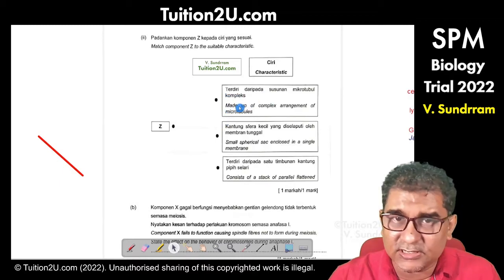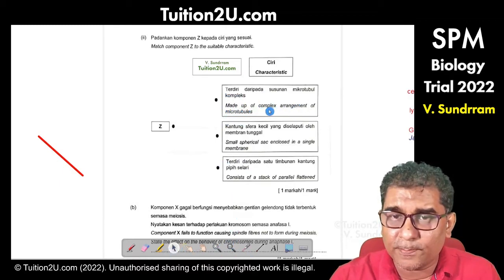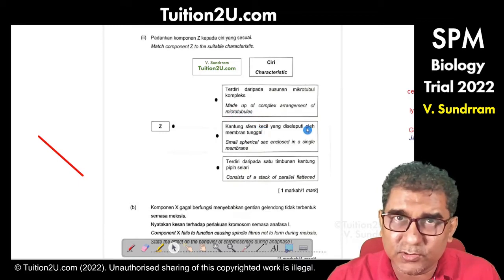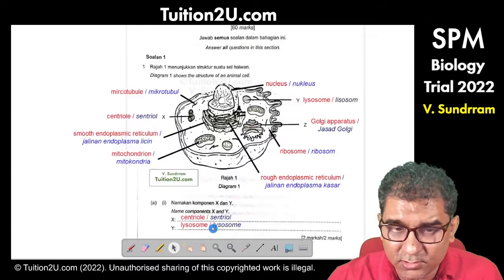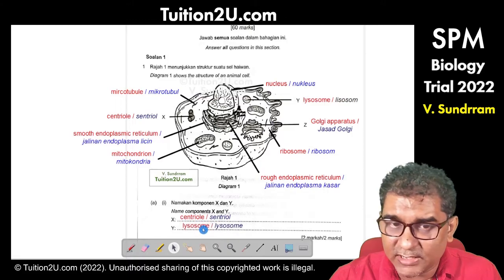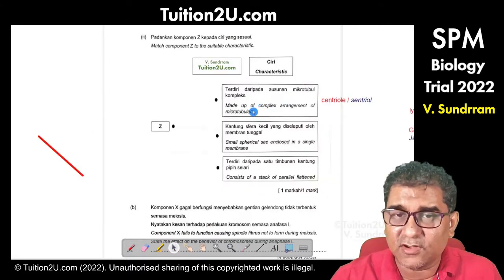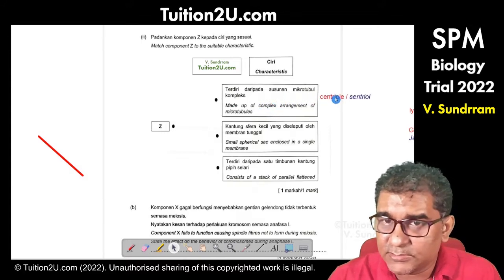So when we see the description given in here, as I told you earlier, made up of complex arrangement of microtubules. So that is the explanation for centriole. Take note that earlier they already asked us to identify centriole, and they asked us to identify lysosome. This is actually the description of centriole. So this is for centriole. Or maybe I just put it outside here.